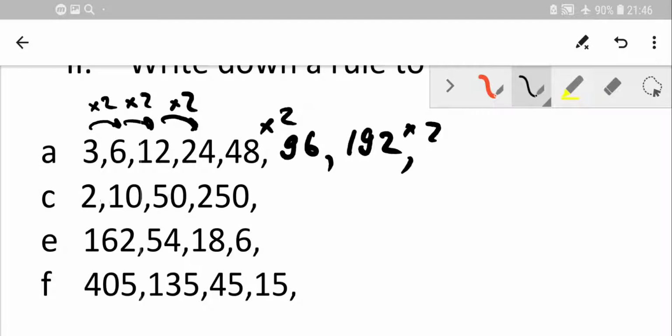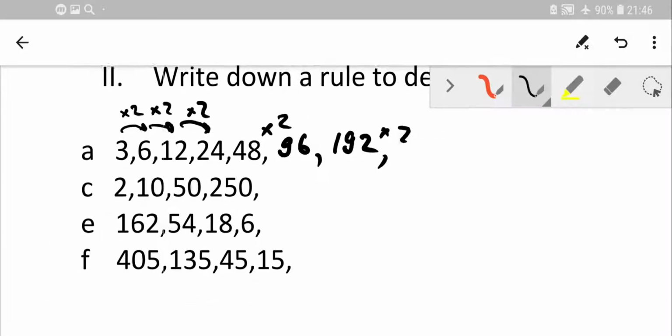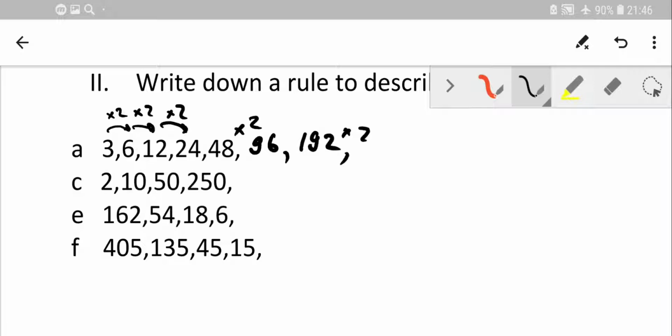All right, so 2, 10, 50, 250. Let's find the difference. So the difference obviously doesn't work here. So what about multiplication? Does it work? Multiplying by 5, right? Multiplying by 5 again, and by 5. All right, so the same rule. So we're just multiplying by 5. All right, I won't write those elements.